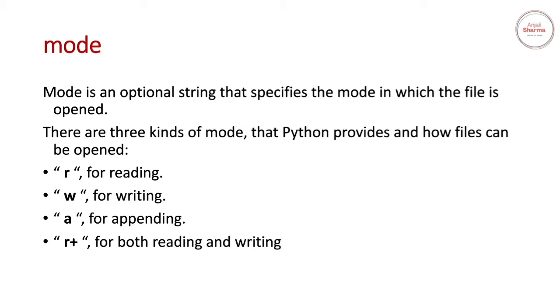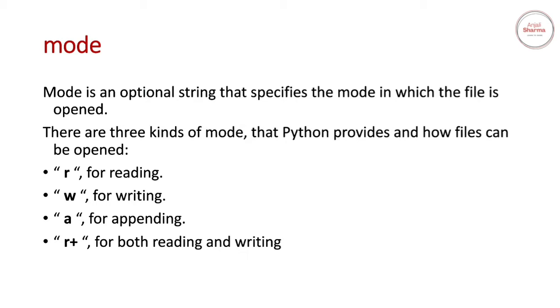The second one is w. This stands for writing. To write data into the file, we use this mode. If any data is already present in the file, it would be deleted and the new data will be stored. The third one is the append mode. It is used to append data to the file. Appending means adding at the end of the existing data. The file pointer is placed at the end of the file.